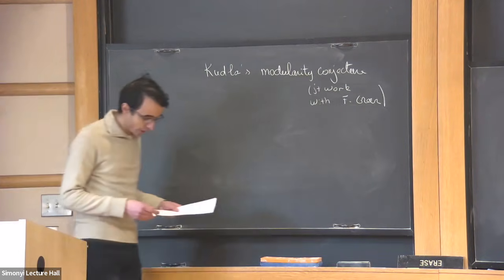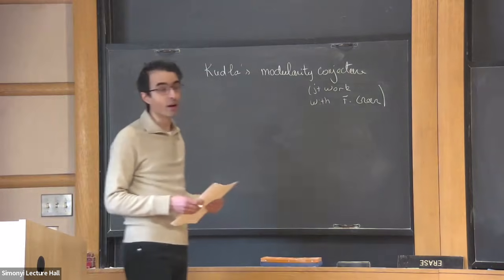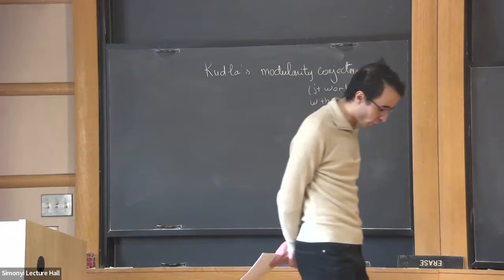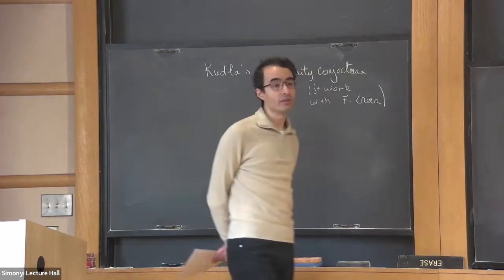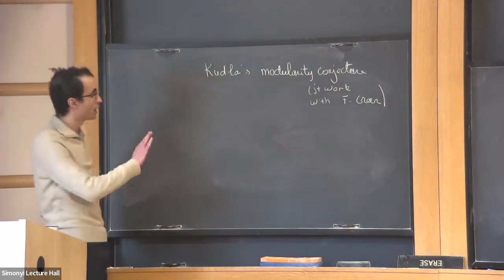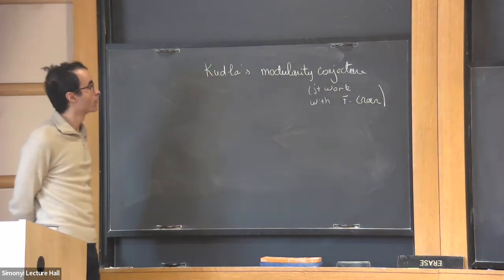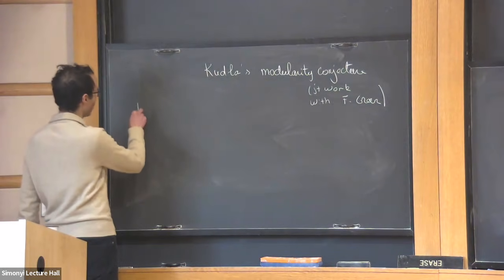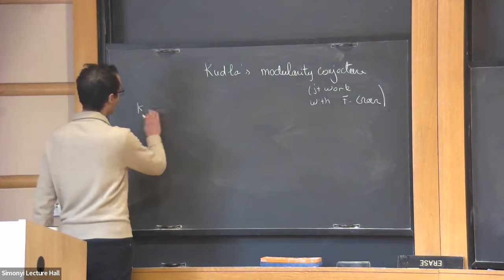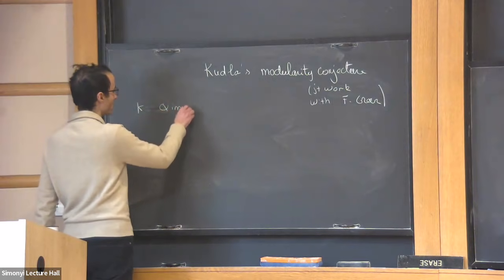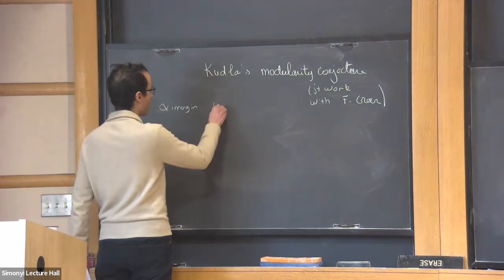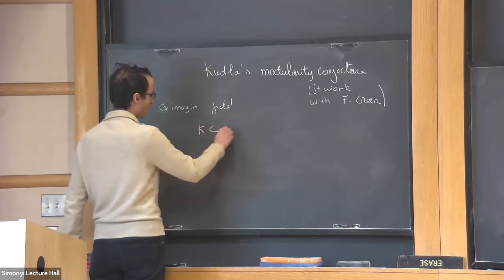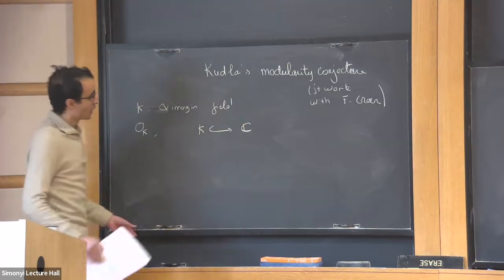So today I would like to give you updates on the conjecture that Kudla made 10 years ago regarding modularity of special cycles in unitary Shimura varieties and other Shimura varieties. I will specifically talk about unitary Shimura varieties. So let me just introduce the setup. Let K be a quadratic imaginary field, O_K its ring of integers, and assume that I've given an embedding of K into C.